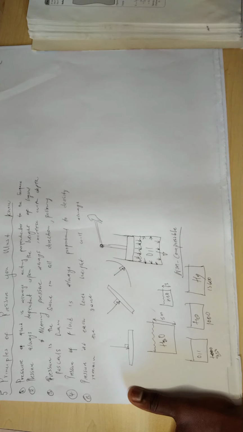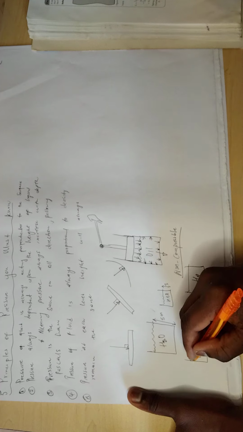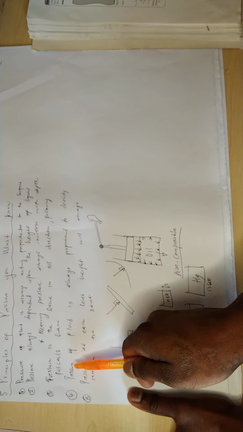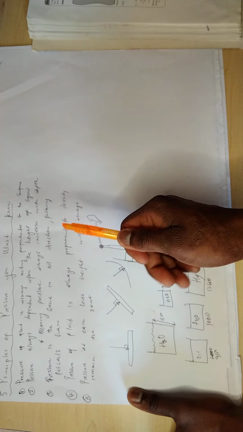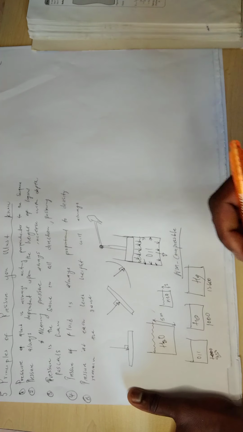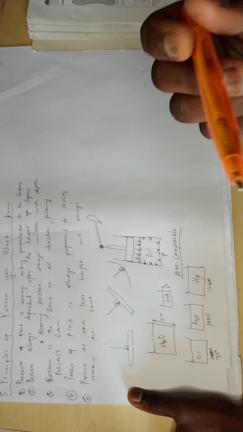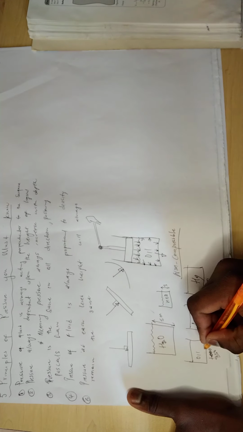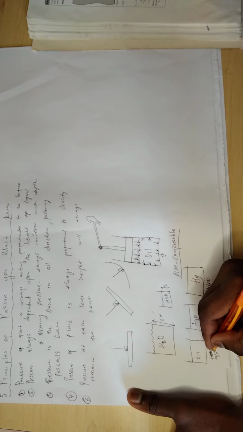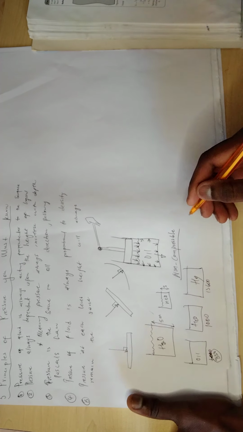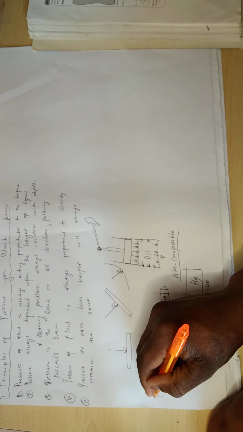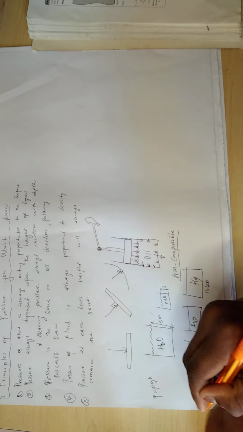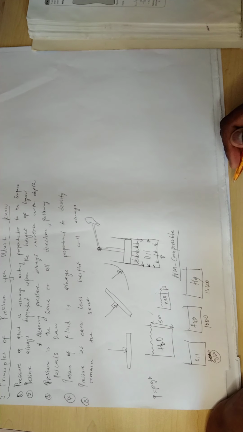We know this. Then it means if these densities are different, the law says that the pressure of a fluid is always proportional to density. It means the pressure will increase or decrease according to the density of the fluid. If we calculate the pressure here, we know the formula: pressure equals rho g h. We can take it like this.